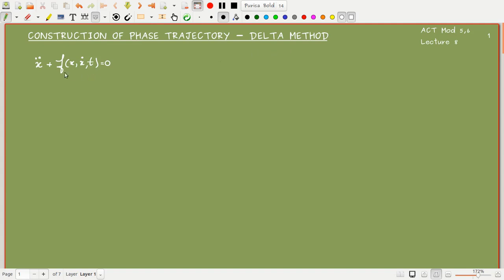This function f of x comma x dot comma t can be a linear or a nonlinear function, and in fact it can also be a time varying function. The only condition is that it should be a continuous function as well as a single valued function. Now I will give you an example of this kind of a function.